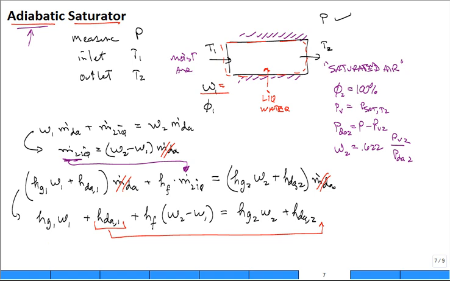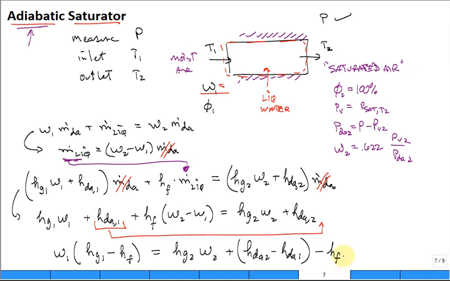And so what I'll pick up is omega 1 times H of G1 minus H of F equal to H of G2 omega 2 plus H dry air 2 minus H dry air 1 minus H of F times omega 2. Did I do the math right? Get rid of this red line, it's confusing. Does the math look right?